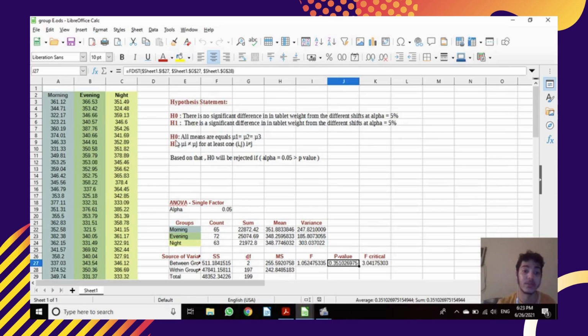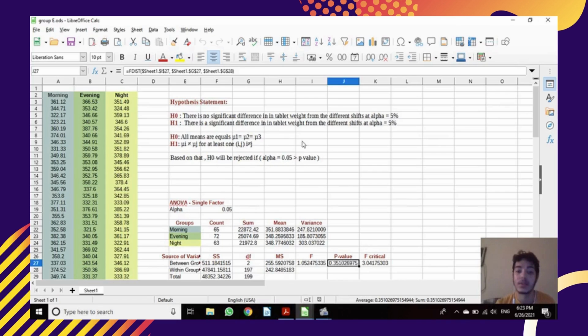And in the short form, for the null hypothesis, we'll assume that all means are equal, mu1, mu2, mu3 are equal. And for the alternative, we'll assume that mu i is not equal to mu j for at least one i, j, and i is not equal to j. So based on that, the null hypothesis will be rejected if alpha, which is 0.05, is greater than the p-value.